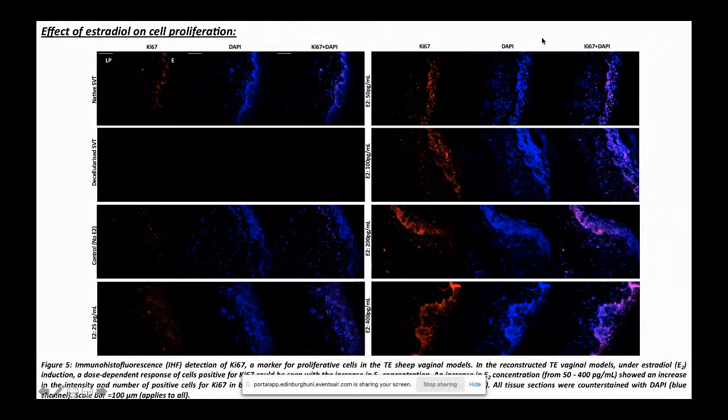The next stage is the immunohistofluorescence analysis of these tissue constructs in order to determine cellular proliferation. For this purpose, we detected Ki67 expression of vaginal epithelial cells cultured on our models. Again, we can see a dose-dependent increase in signal intensity of Ki67 on our models. These sections were counter-stained with DAPI. The basal cells of the epithelium express Ki67 in a dose-dependent manner towards estradiol, with a higher concentration of estradiol triggering more expression of Ki67 on our models.